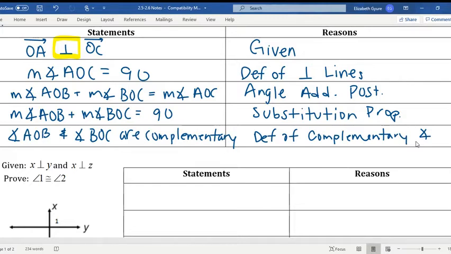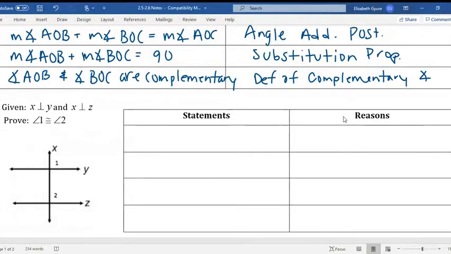All right, so we are given that line X is perpendicular to line Y and line X is also perpendicular to line Z. We're going to prove that angle 1 is congruent to angle 2. This one's nice and short, right? If you take a look, this one's actually only 4 steps. So let's put our given. Line X is perpendicular to line Y, and line X is perpendicular to line Z. That is given. We are going to prove that angles 1 and 2 are congruent.